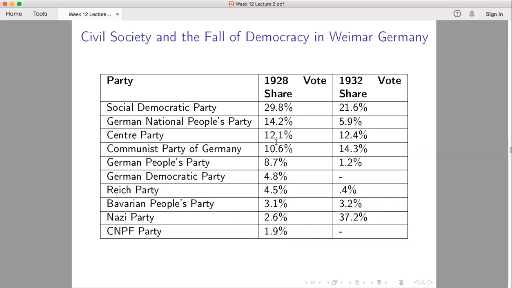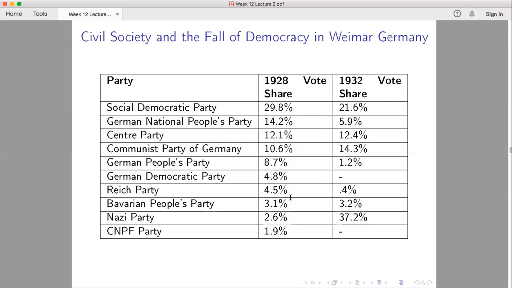And we can see this rise if we look at the difference in vote share between parties from 1928 to 1932. So again, in 1928, the most popular party was the Social Democratic Party with 29.8% of the votes, and all other parties lagged pretty far behind, with no other party receiving more than 15% of the votes. And here's the Nazi Party here with a meager 2.6% of the votes.